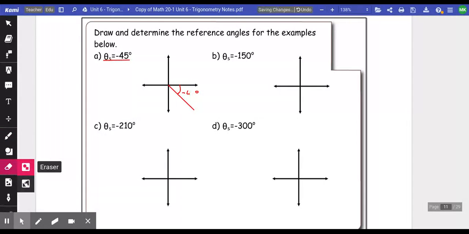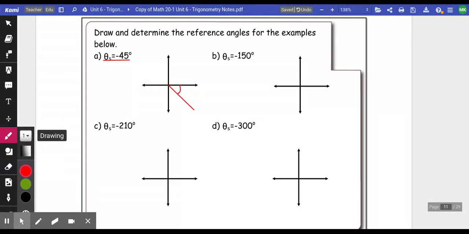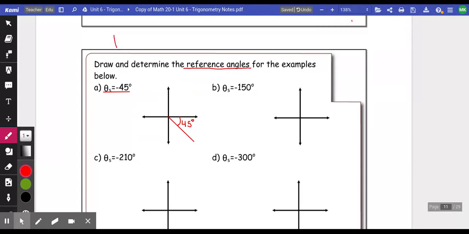If you wanted to determine the reference angle, it is the angle from the line to the nearest x-axis. In this case, it's the same number, it's 45 degrees, but notice that it's positive. Reference angles are always positive. It doesn't matter what direction they go. The standard position angles can go backwards, and that's fine. Reference angles are always positive.